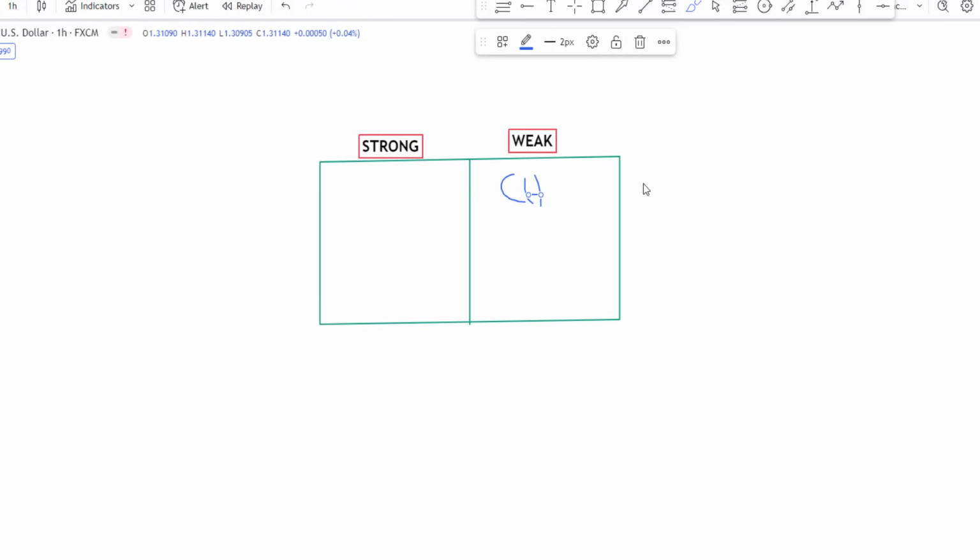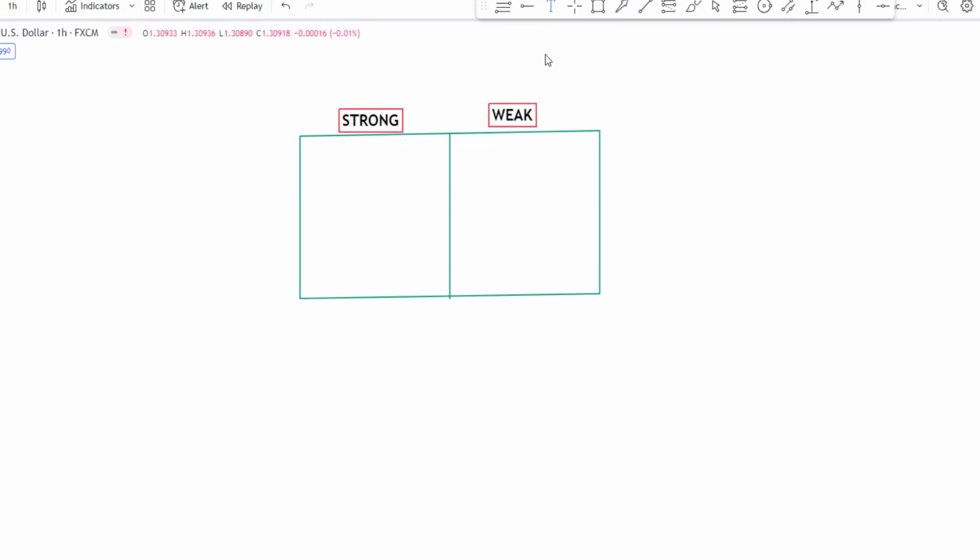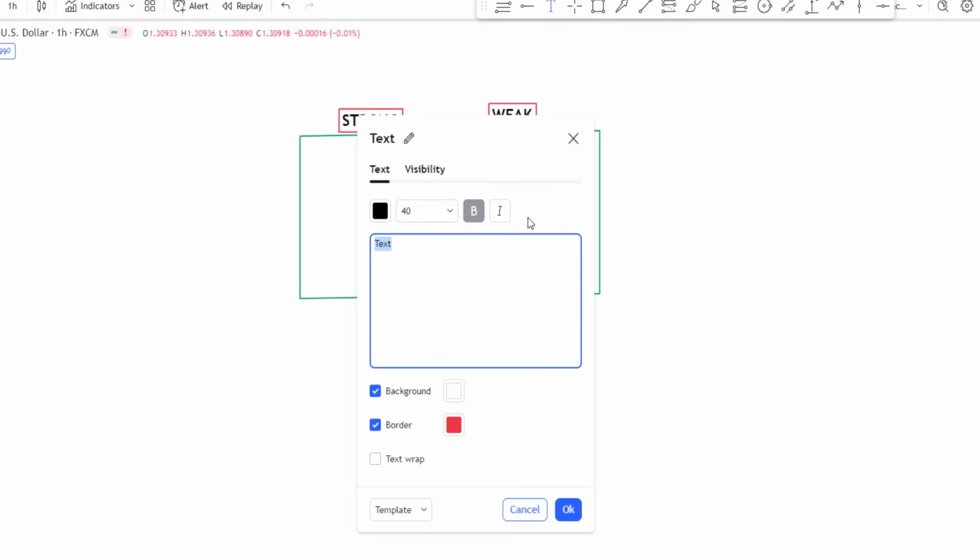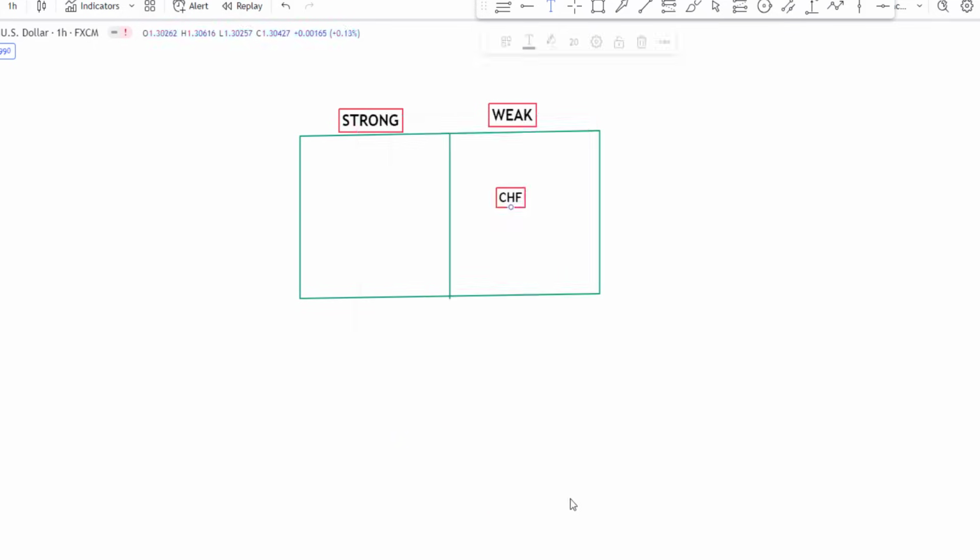Or let me just simply type it, guys. My drawing is not as perfect as I expected it to be, so let me just put the data right there. So we say Swiss franc CHF is weak. So this is what we realized for that trading day.